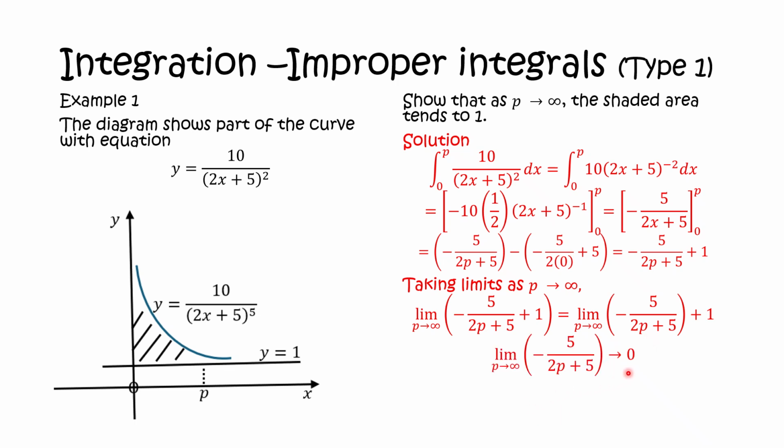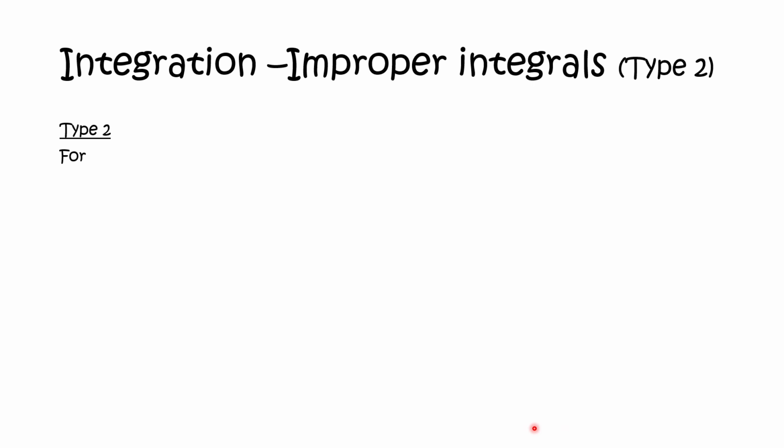So as that approaches 0, it means that we can actually confirm that the integral from 0 to infinity of 10 divided by (2x plus 5) squared dx approaches 1. So we have managed to prove that, or to show that, to be more precise. Great. We move on to type 2.